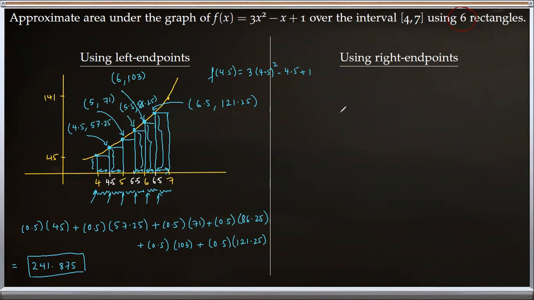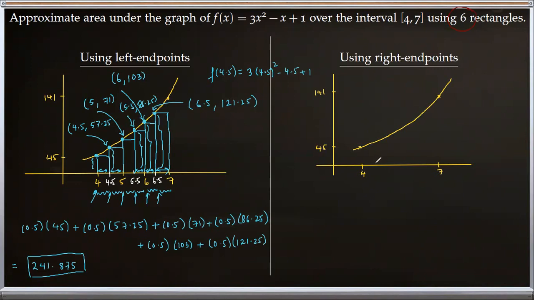Now let's try using right endpoints. So I'm going to quickly draw the graph of this function, basically copy the graph over. We know at 4, the y value is 45, and at 7, the y value is 141. So the graph should look like what we have here.